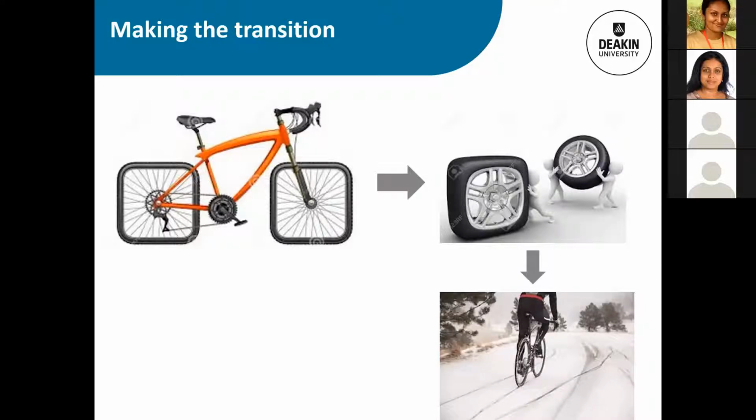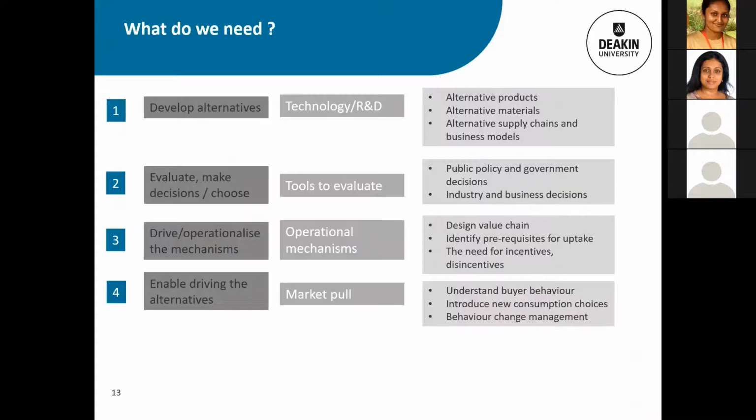It's very easy to talk about it conceptually, but it's a really long-term journey to get there. And if I think of it from a more implementation point of view, the alternatives developed for a circular economy, we can broadly categorize into alternative products that are in line with circular economy principles, alternative materials, alternative supply chains, and alternative business models.